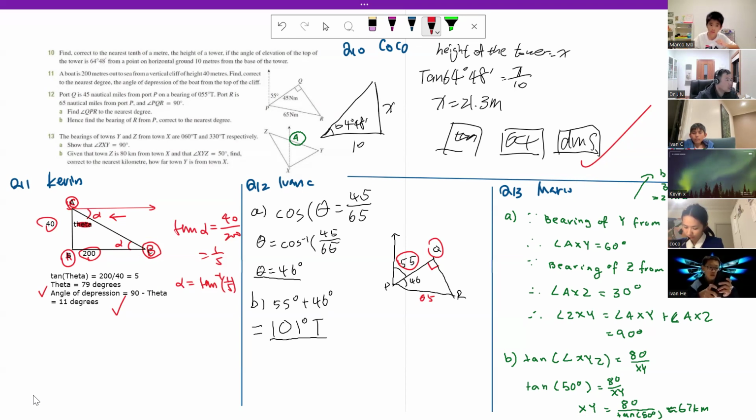How are we going next? Find angle QPR. Then find the bearing of R from P. Yeah, so the bearing is supposed to calculate this line. That's good, correct to the nearest degree. All right, so let's look at the questions. What information do we have? We have Q is 45 from P. So this line is 45.